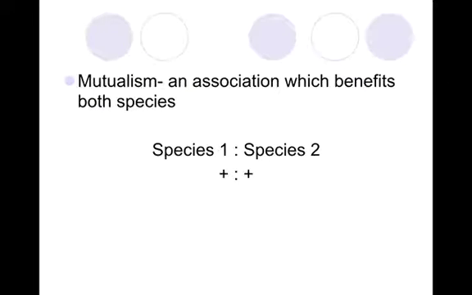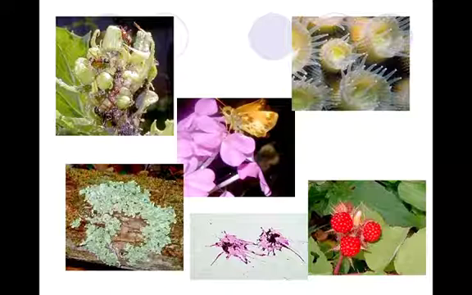The first type is what we call mutualism. This is an association which benefits both species. So species 1 gets a benefit from it, and species 2 gets a benefit from it. Here are some examples of this. We have our raspberries down here, and birds will eat those raspberries and they get the benefit of the food. Then they poop out their feces, and in that feces are the seeds of those raspberries that hopefully get dropped and put back into the ground where those seeds can grow.